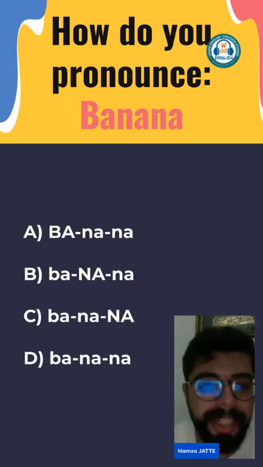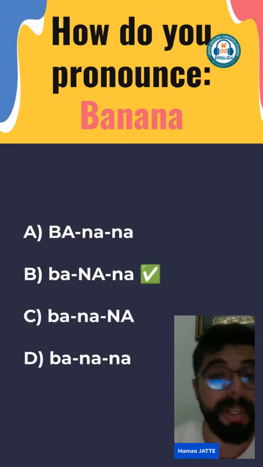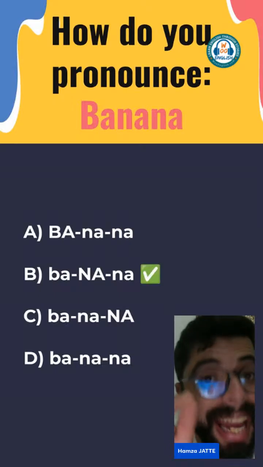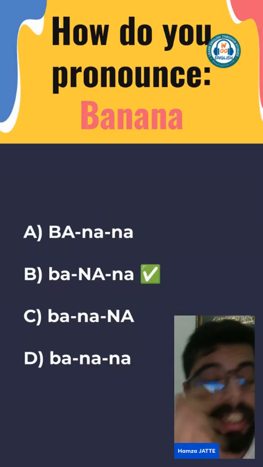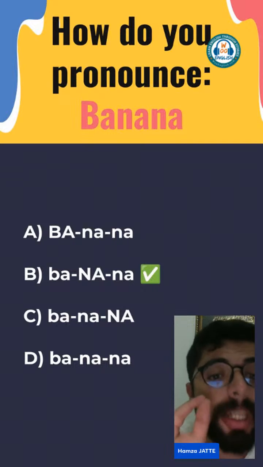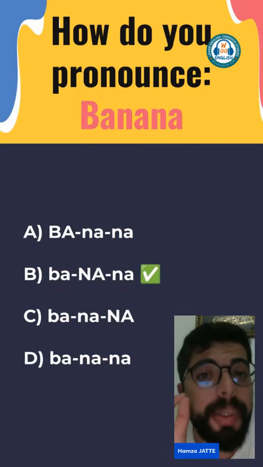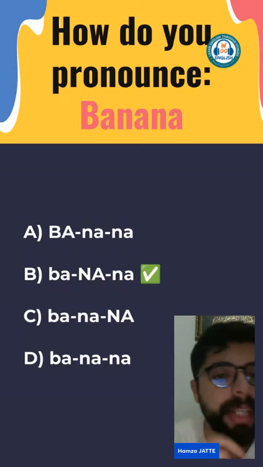All right, so I'm going to share the answer. The answer simply is banana. It's number two. The word banana has three syllables, so it can be divided into three sound units. And the sound unit or the syllable that receives more value than the others is the second one.